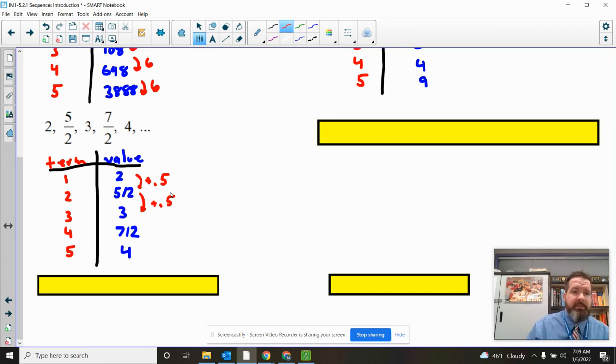7 over 2 minus 3. So again, doing a bottom minus top. 0.5 again. Okay, so far, 3 of them are working. We got to check them all, though. So then 4 minus 7 halves. 0.5 again. Okay. So yes, because we are adding on the same number each time, the common difference is 0.5, we have an arithmetic sequence.